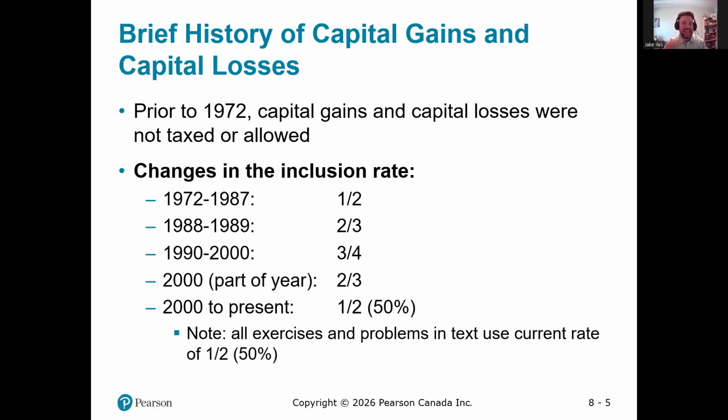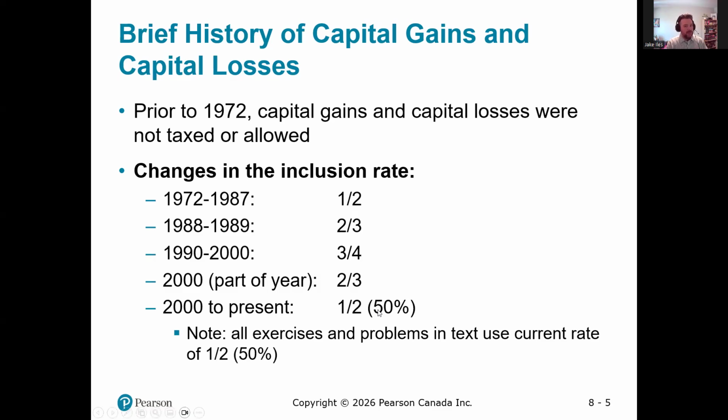When discussing taxable capital gains, we're talking about the amount after that 50% inclusion rate. For losses, we have capital losses and we have allowable capital losses. So capital losses is the full amount. Allowable is talking about after that 50% inclusion. So always keep an eye out for those two prefaced words.